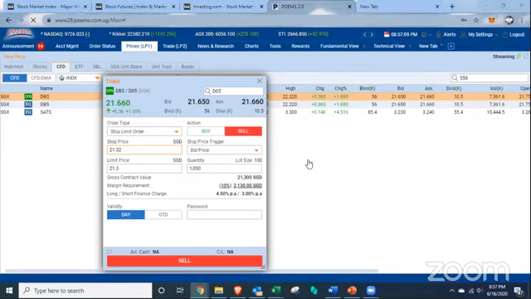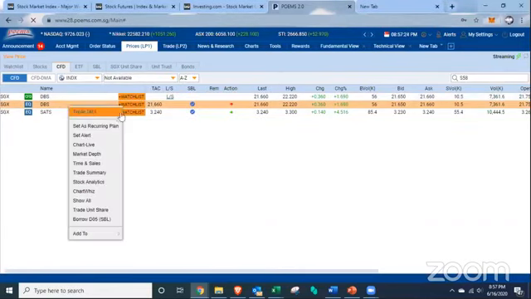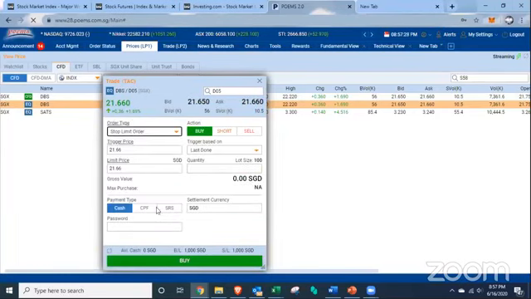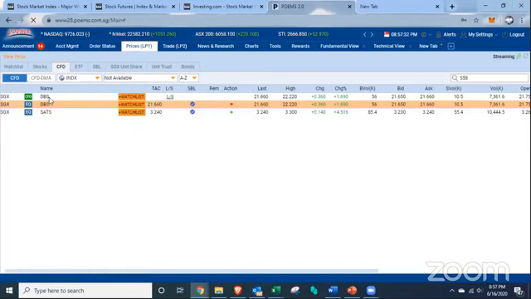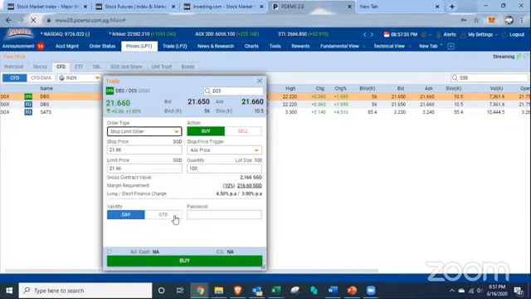Can I select stop limit order GTD, not just day? Only CFD is possible. If you go to stock, a stop limit order is just a day order. But for CFD, for the stop limit order you have up to good till date. Yeah, this is a difference.